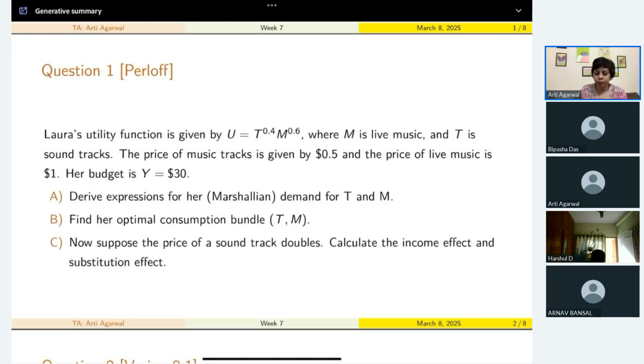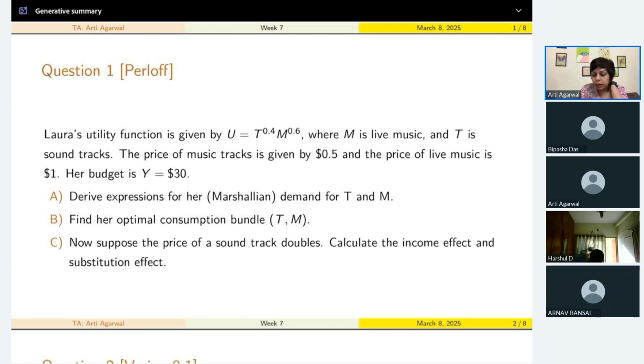Okay, my screen is not updating. Yeah, so this is a question from the book Perloff. I think it's a partially solved example. I don't remember if it's completely solved, but at least some part of it is solved. And I think there is a diagram also there in the book. You could refer to it if you want to.